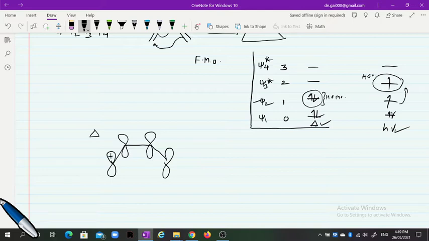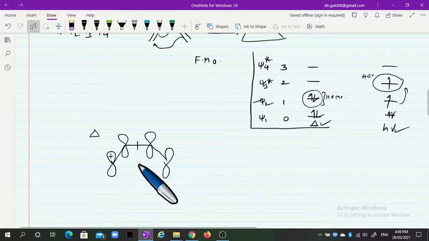For psi2, there is one node. Symmetrically, we have placed the node at this place. Therefore, positive, positive, then node, then negative, negative. In that way, you can draw these orbitals.